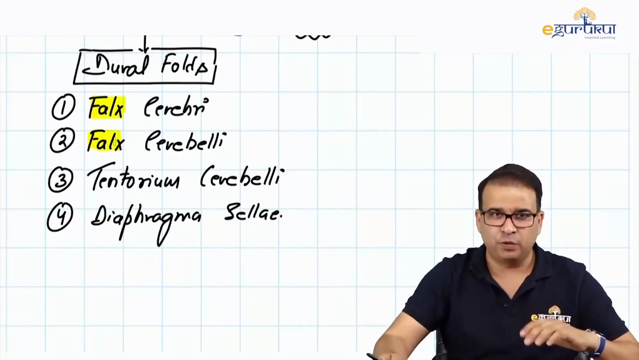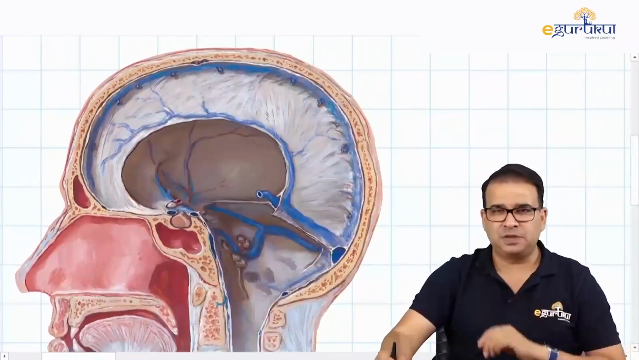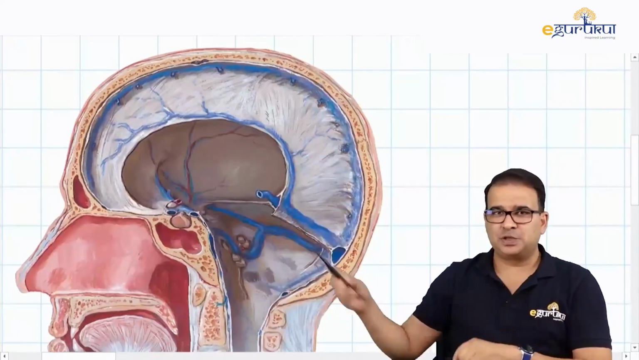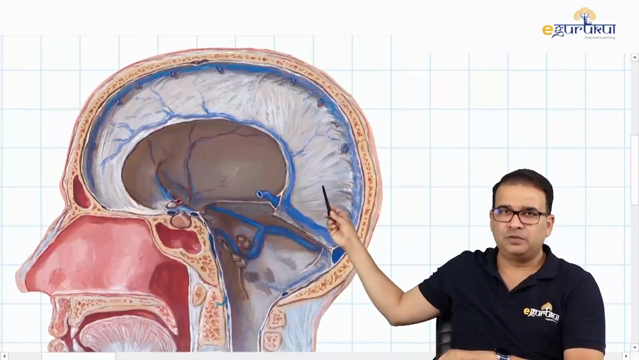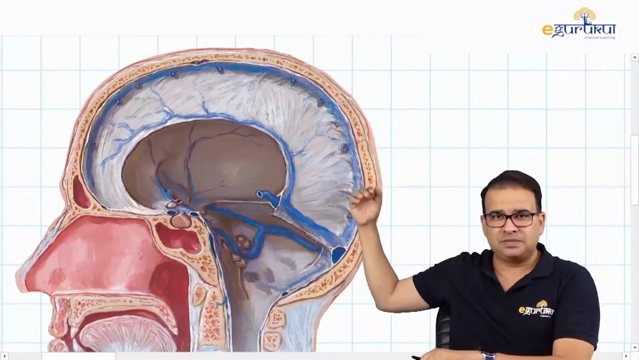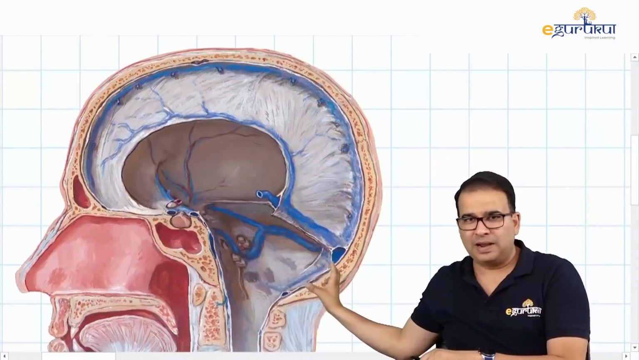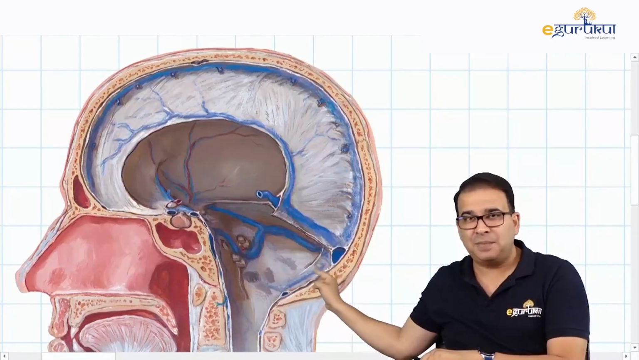Let's look at a picture here before we go any further and draw it. Look at this image, guys. This is a picture, a sagittal section first, which is showing you the falx cerebri. You can see this huge dural fold here, that is the falx cerebri. Obviously, it is separating the right and the left cerebral hemispheres. A very small fold, look at my hand here, this very small fold which I'm pointing at is called the falx cerebelli.